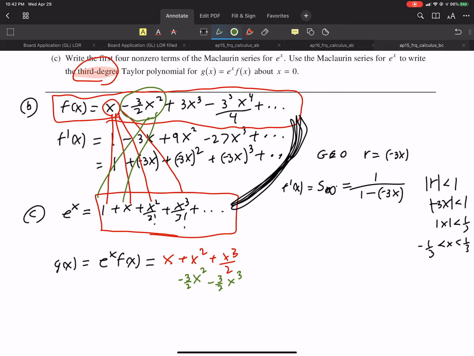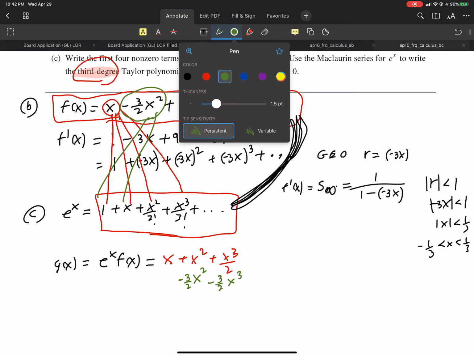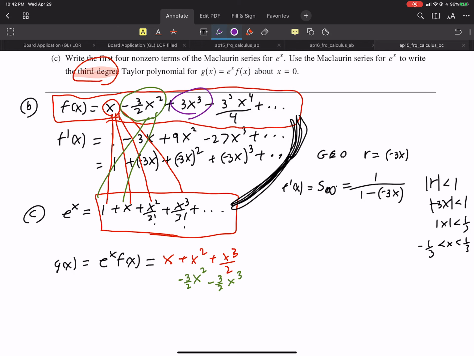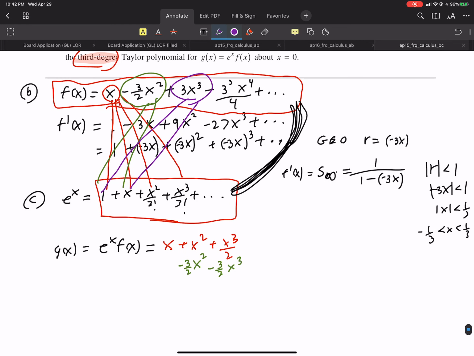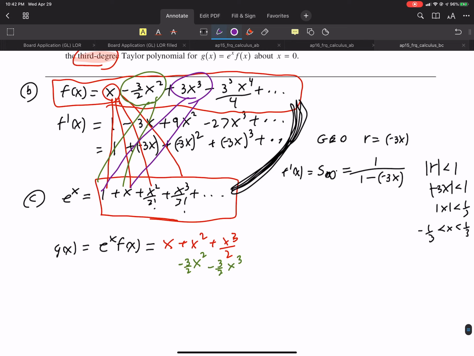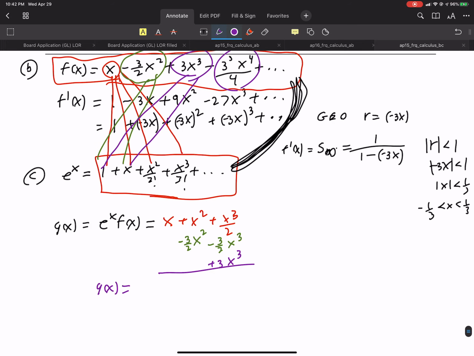And then let's go to the next one. I'll do it in purple. So I multiply by the first one, that's third power. I won't do the next one. If I did this one, I would get a fourth power, and that's too big. And so 3x cubed times 1, I'm going to put it in the x cubed column. And I'm going to add these up. So I don't have to go further because that has a fourth power already and they only want a third power. So we're done. Just combine like terms.